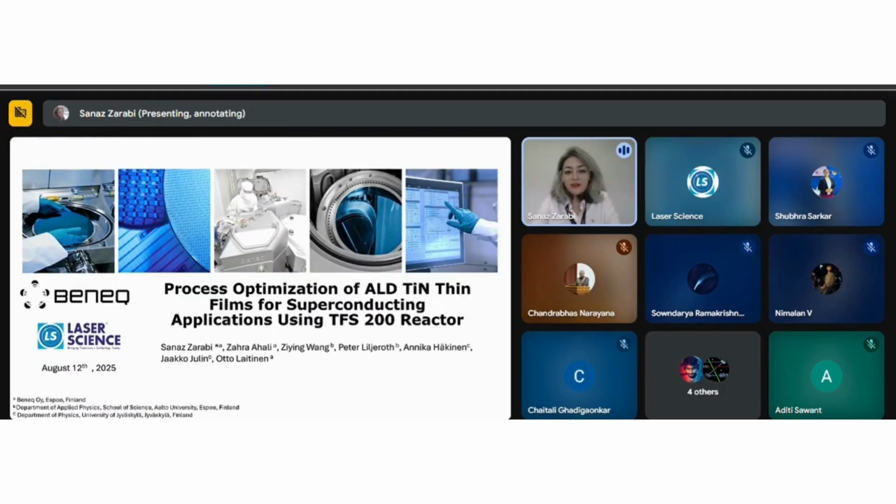I'm Sanaz. I'm a process development engineer at Beneq, and today I'm so happy to be here, and so excited to talk about our recent developments at the intersection of material science and quantum physics, which is thermal atomic layer deposition for superconducting titanium nitride thin films using our Beneq TFS 200 reactor.